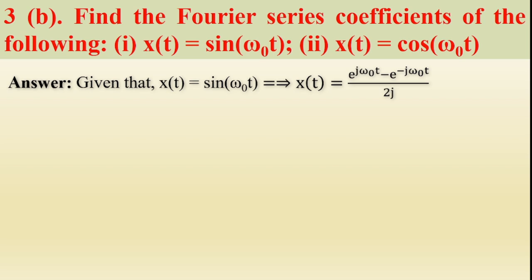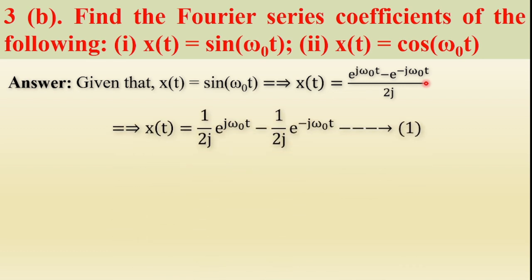Sine of omega naught t is represented in terms of exponentials as e power j omega naught t minus e power minus j omega naught t, divided by 2j. So the RHS term is written as 1 by 2j into e power j omega naught t minus 1 by 2j into e power minus j omega naught t. This is considered as equation 1.